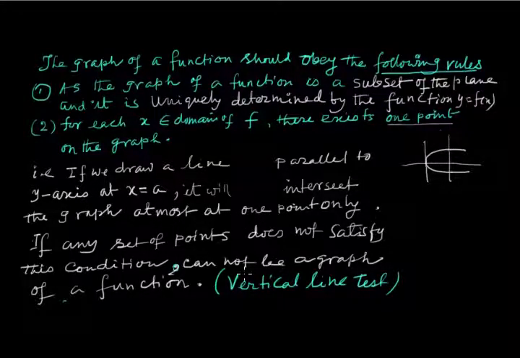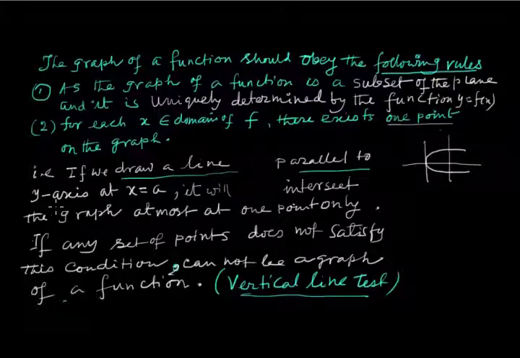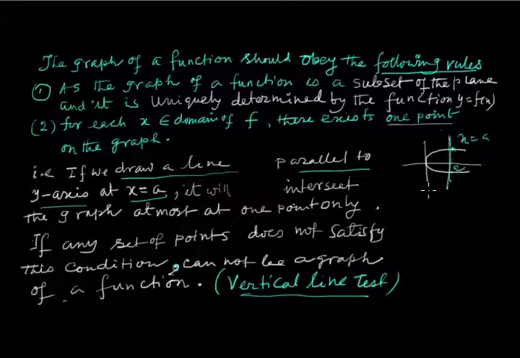This test is called the vertical line test. Here we draw a line parallel to the y-axis at a point x equal to a. Suppose this is your a. If you draw the line x = a, we see that it cuts the graph at 2 points, but it should cut at most 1 point. So this is not the graph of a function.